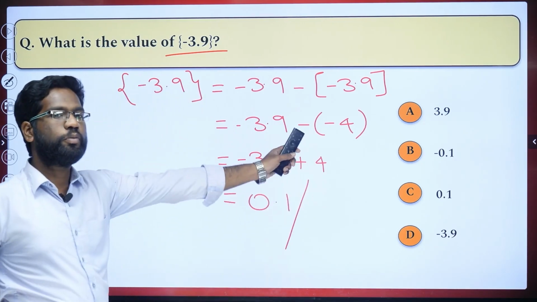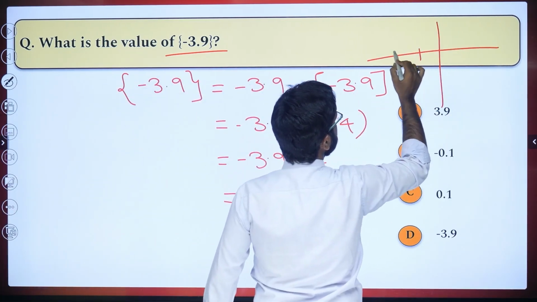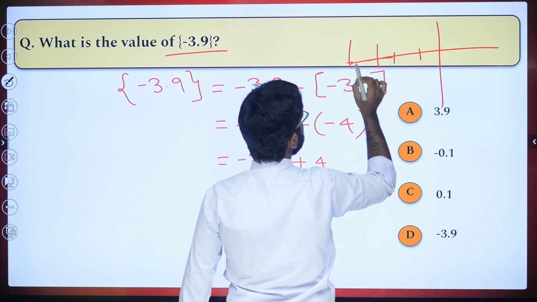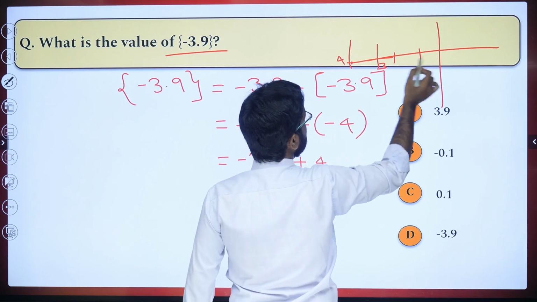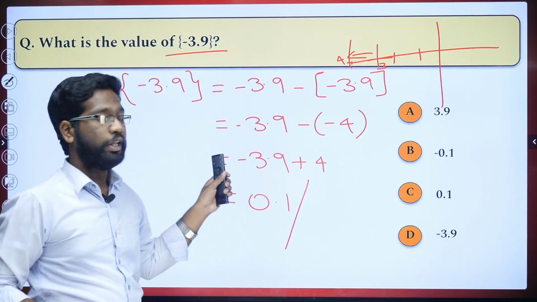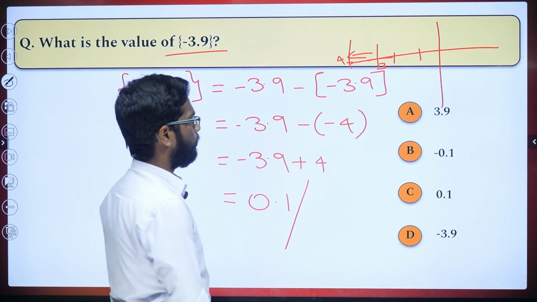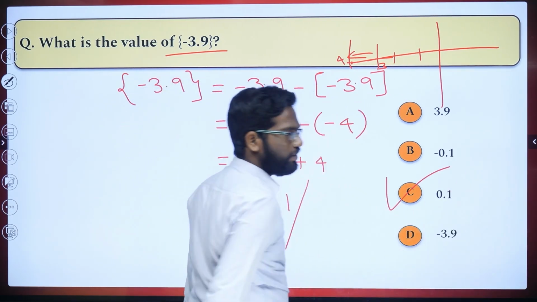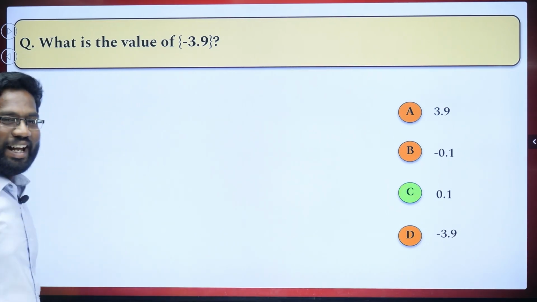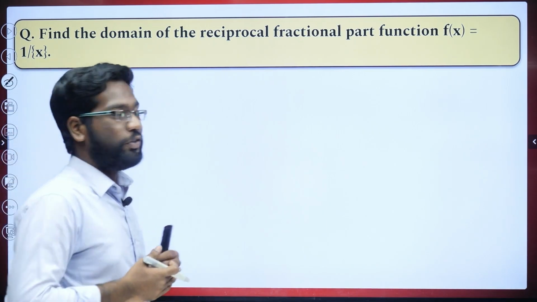I hope you understood, my dear students. Here in the graph, it always takes the left side value. So 3.9 would come between 3 and 4. On the negative side, it always takes the left side values only. So minus 3.9 means minus 4, which gives 0.1. For this also the answer is 0.1. It's interesting, right, my dear students? It's a very important question.